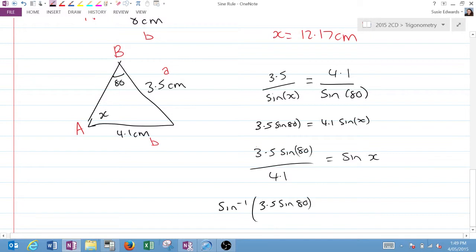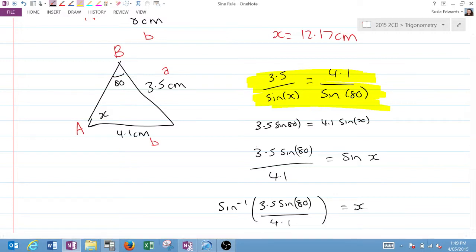Do you really want to do that? The only bit of working out you have to show to get full marks is that. Does anyone really want to do all that algebra? No. So instead we just find our answer here. X equals 57.21 degrees. And that's our answer. That's all you need to show.